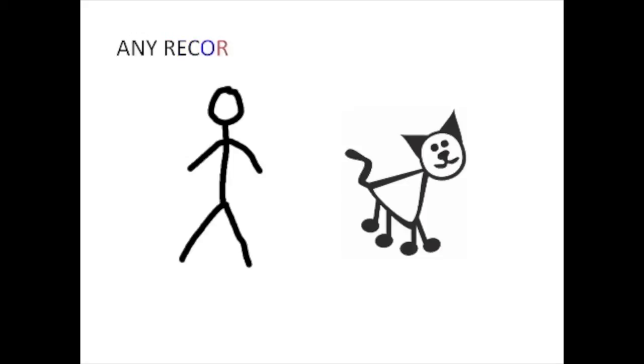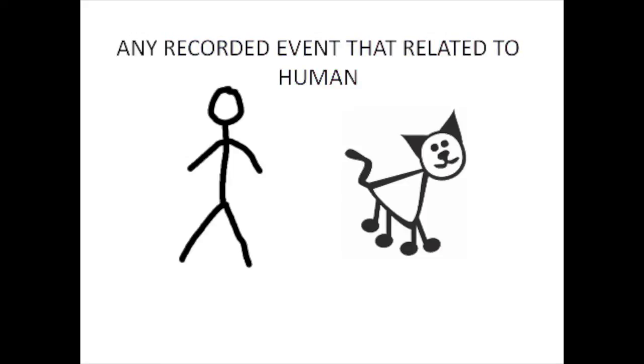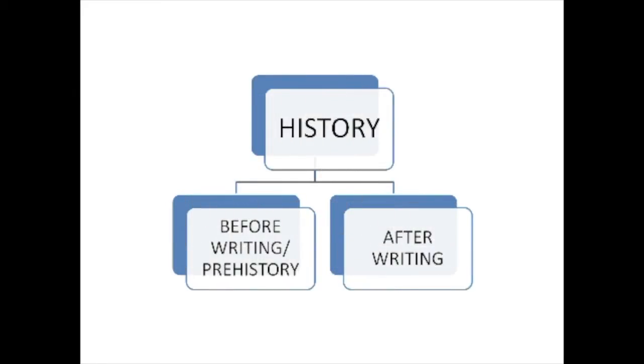History is any recorded event that is related to human activity. So, if an event is related to an animal, it will not be considered history. Next, history is divided into two: before writing, known as prehistory, and after writing.